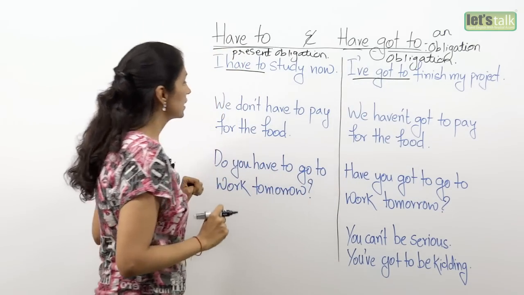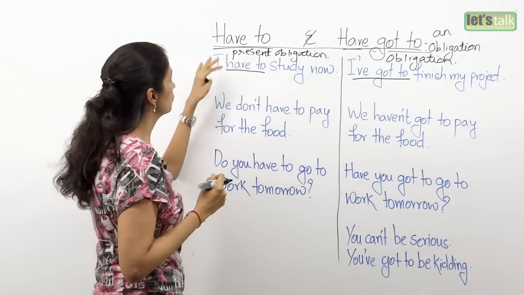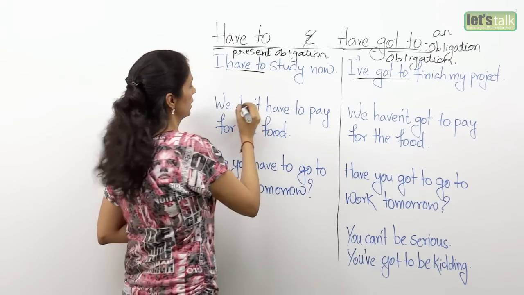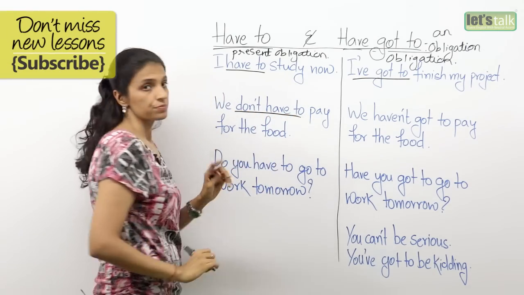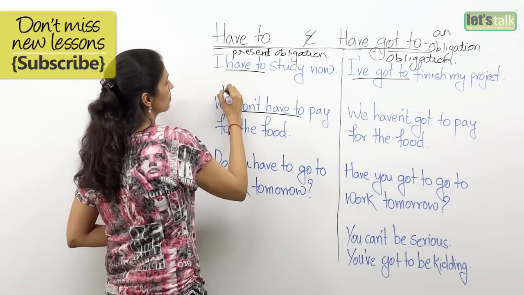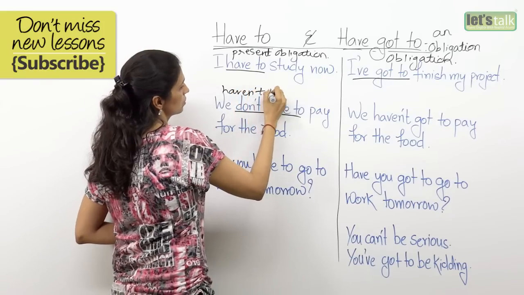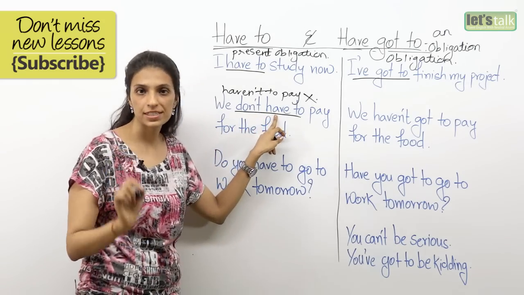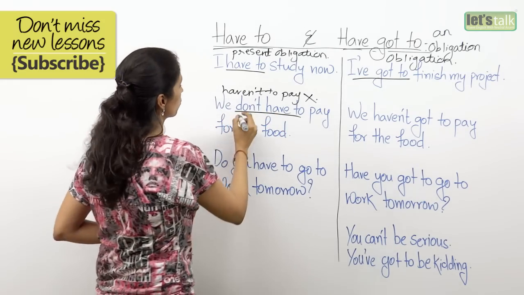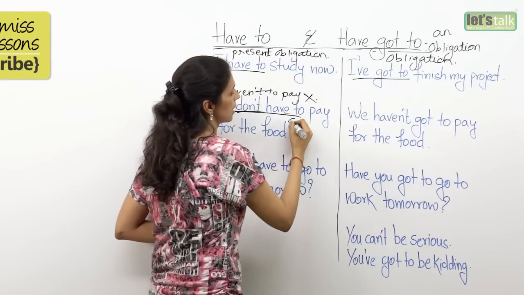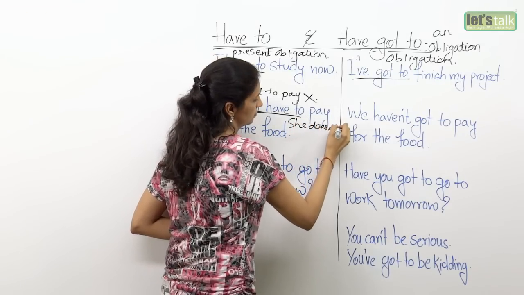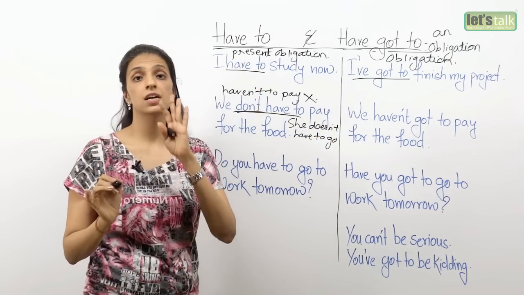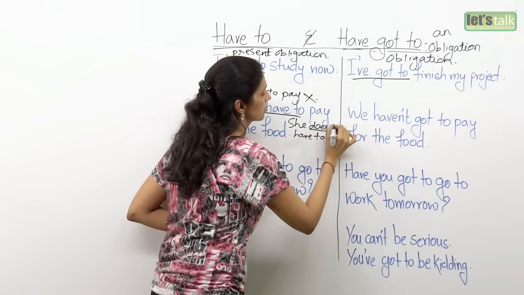Now let's see how we use it in the negative. When you put have to in the negative, you say we don't have to pay for the food. Now when I make a sentence with don't have to pay, first of all remember, a lot of people say we haven't to pay. This is wrong, because have to is the present tense. In the negative you say we don't have to or she doesn't have to. So you can say she doesn't have to go; for he, she, it, please remember you use doesn't.